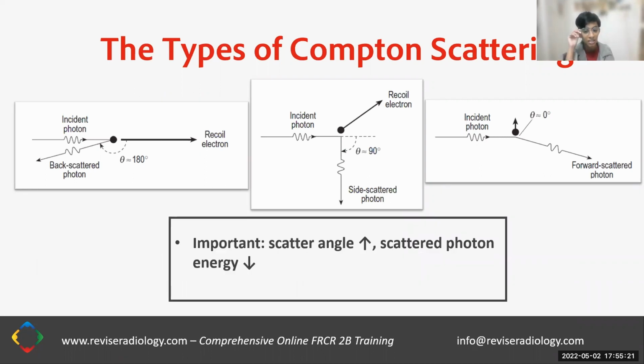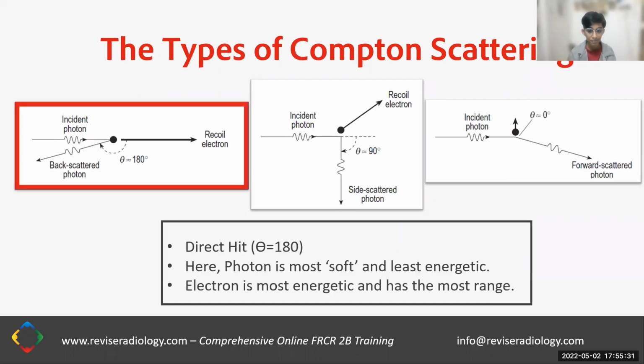So as the scatter angle increases, the scattered photon energy decreases, or the scattered photon has lost more energy. So let's look at an example. In this example, the photon has almost been sent back the exact way it came. Theta is around 180 degrees. So here the photon has lost a lot of energy.